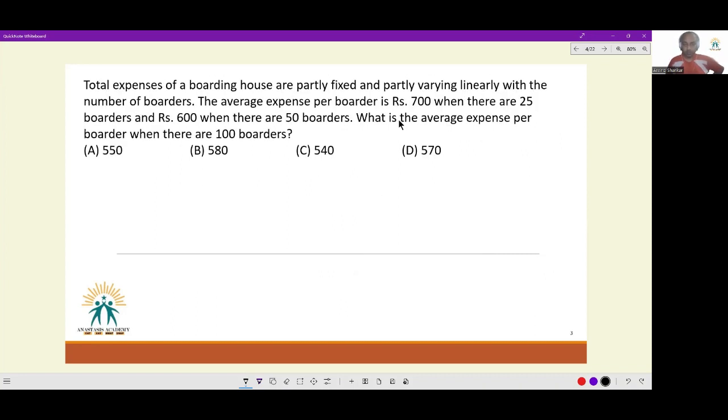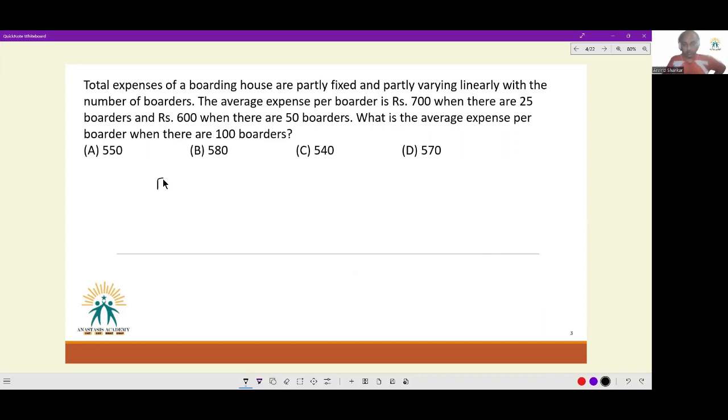Next question now. Total expenses of a boarding house are partly fixed and partly varying linearly with the number of boarders. The average expenses per boarder is 700 when there are 25 boarders and 600 when there are 50 boarders. What is the average expense per boarder when there are 100 boarders? Now, one way of solving this is very equation heavy.